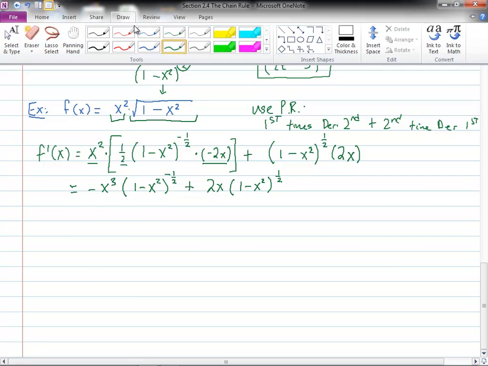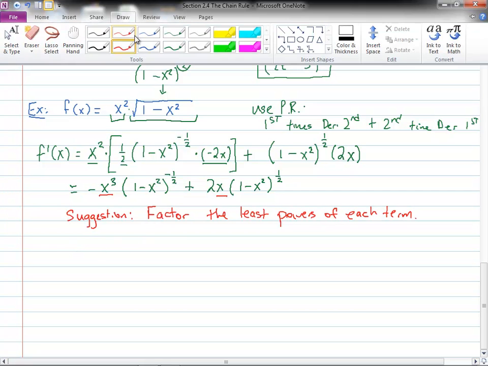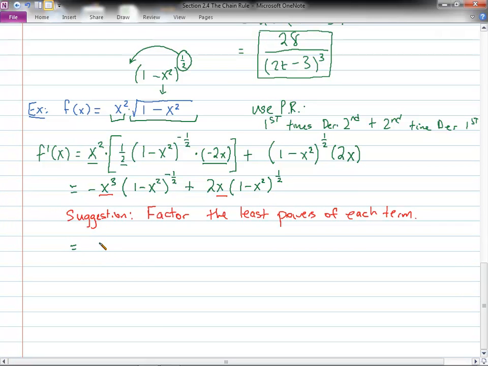Okay, and now here's my suggestion. And this is a pretty good general rule to help make these things look as simple as possible. Whenever you got an expression like this, factor out the least powers of each term. Now what I mean by that is, for example, the x right here. This one's raised to the third power, this one's raised to the first power, so factor out one of them, x to the first. So x to the first I'm going to pull out.